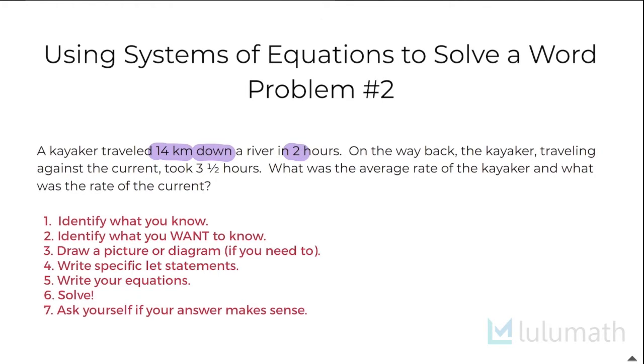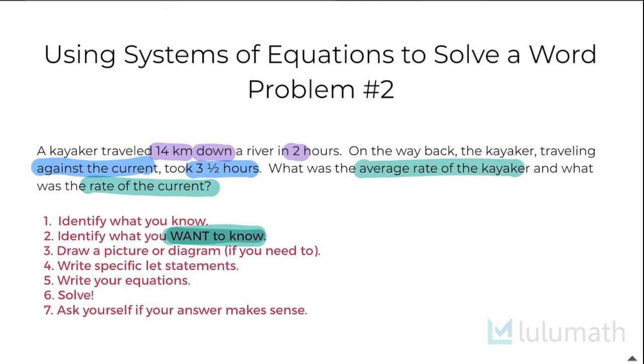We also know that the kayaker was traveling on the way back against the current and took 3.5 hours, but went the same distance. Okay, then we need to identify what we want to know. Well, I want to know what the average rate of the kayaker is, as well as the rate of the current. Okay, so I have in green highlighted what I want to know.